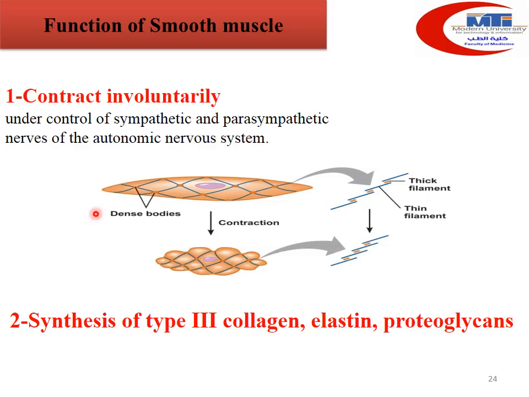Function of smooth muscles. 1. Contract involuntarily under control of sympathetic and parasympathetic nerves of the autonomic nervous system. 2. Synthesis of type 3 collagen, elastin, and proteoglycan.